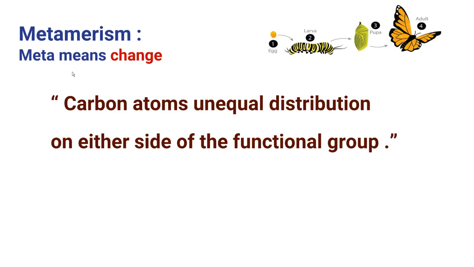Metamerism means that this is that kind of isomerism in which there is an unequal distribution of carbon atoms on either side of the functional group. Or you can say that there is a changed number of carbon atoms on either side of the same functional group. Change. Meta means change. So there's a changed number of carbon atoms on either side of the functional group. In this way, you can remember that meta means change, and this is the definition of metamerism.